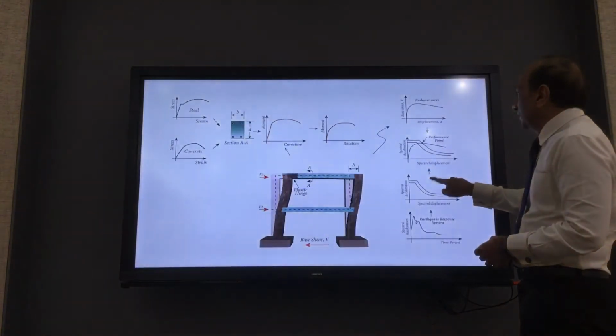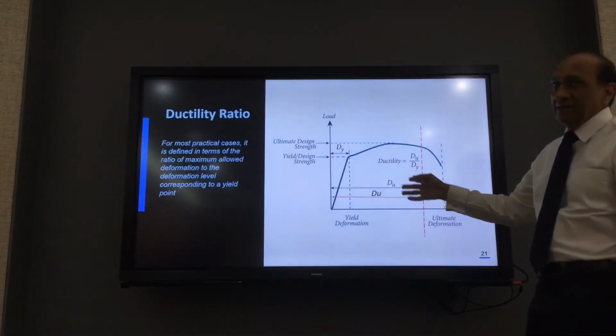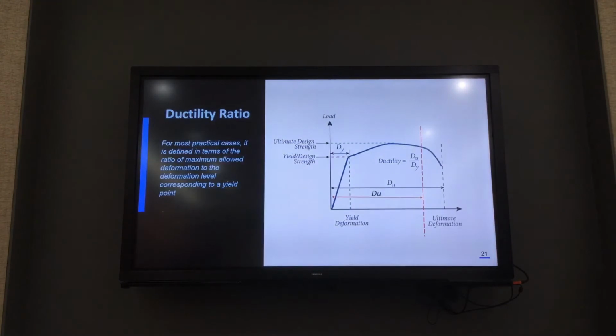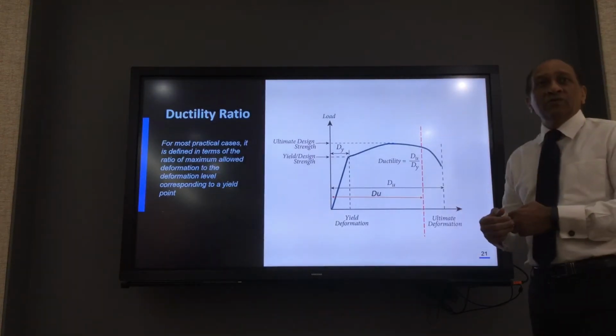So that's why the ductility was very important. I talked about it in the first course. You remember I said, whatever we are teaching now, you will need it in the next course. So now I'm trying to link the two courses together so you know the importance, why that was so important.